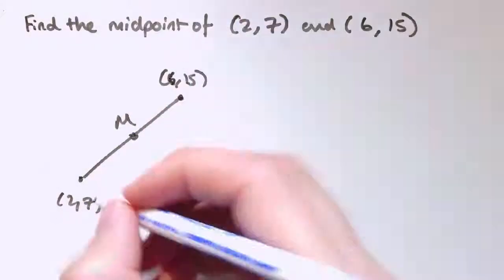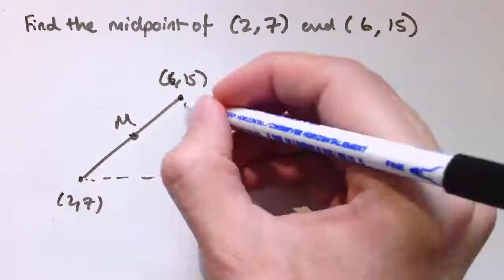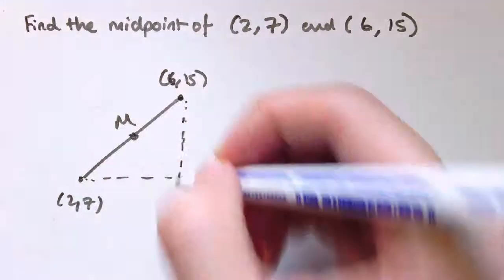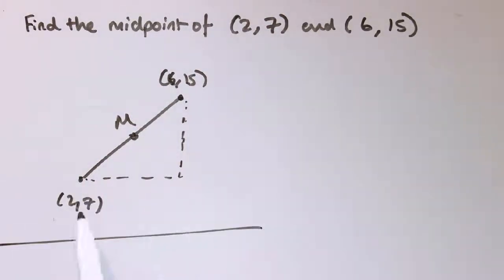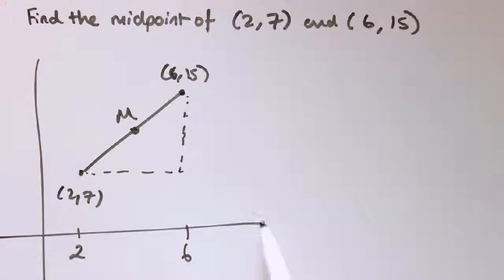So what I want to do is think about the x and the y directions, and then M, its x-coordinate is going to be halfway between the x-coordinates of this point and this point. So this one was at x equals 2. Maybe it's helpful to have some axes on here. I know people like axes. So here's x equals 2 and here's x equals 6, and halfway between those would be 4. Okay, and 4 is just the average of 2 and 6.